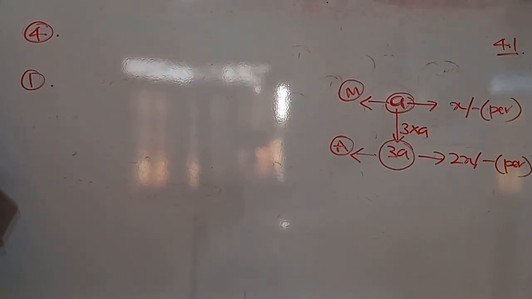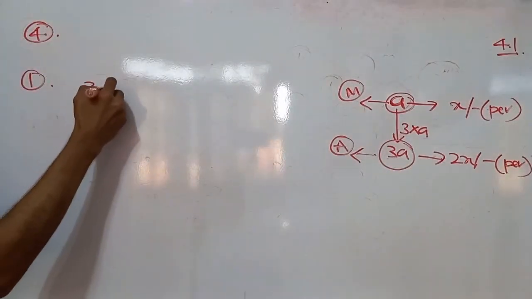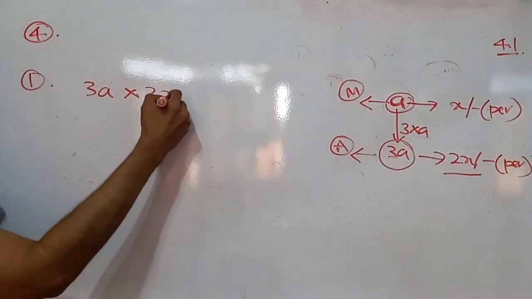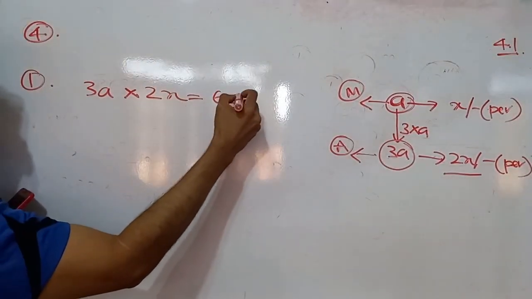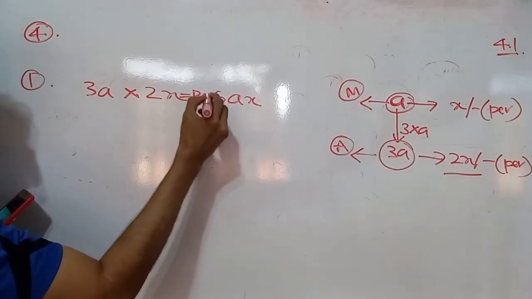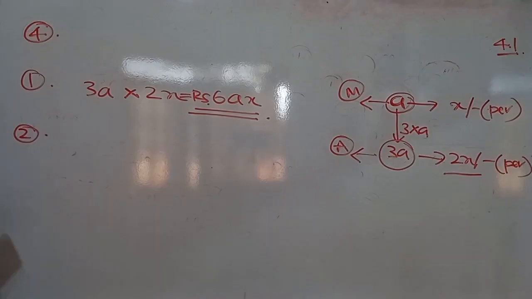Cost of apples. So how many apples were there? 3a. What is the price? 2x. So 6ax rupees. 6ax rupees. Right.